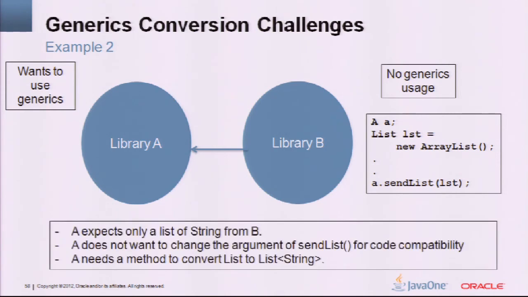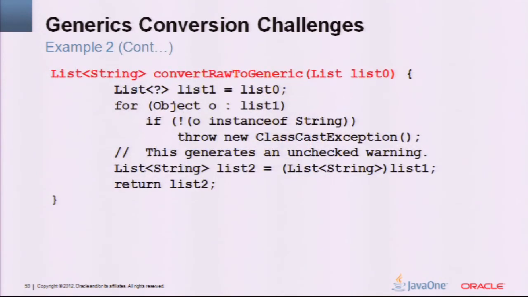So the key point here is A knows that what it's going to get from B is a list of string. A does not want to change the argument of sendList for code compatibility reasons. And so A basically needs a method which is going to take a raw type and give back a generic list of string. So what A needs is a method of this kind. The method name is probably convertRawToGeneric. It takes a raw type, converts it internally into a list of string, and returns it back. What is a good way of doing this kind of conversion is what we're trying to talk about here.